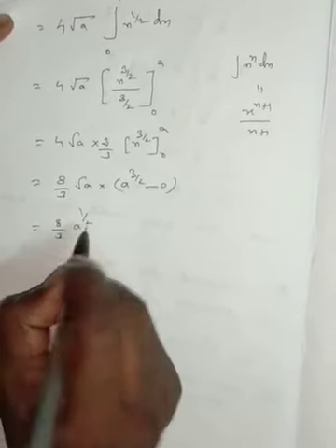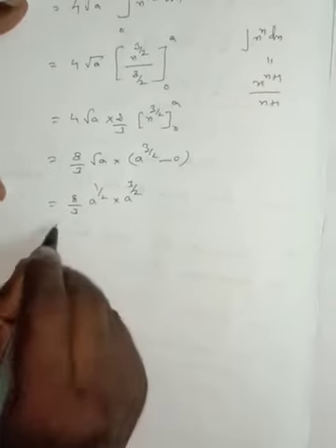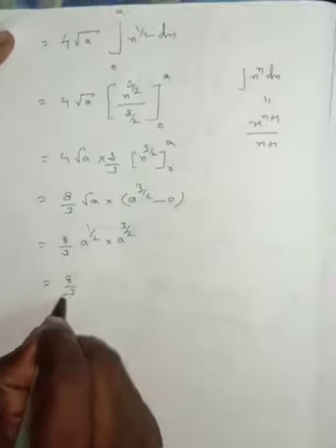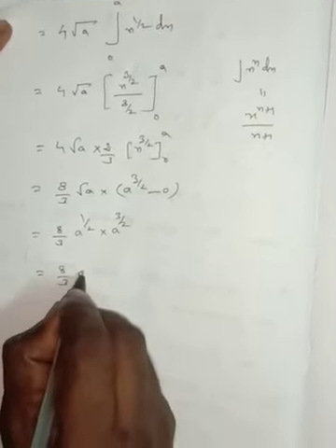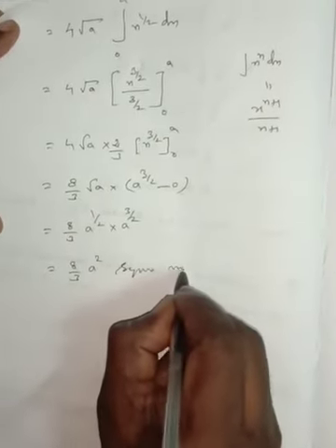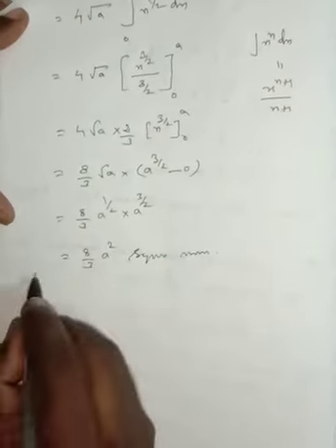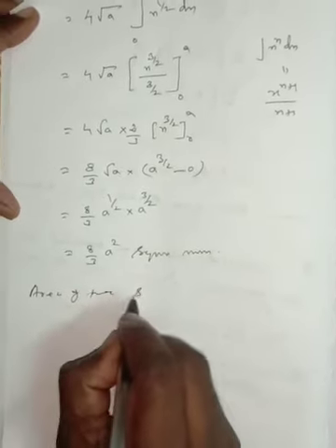Root a means a to the power of 1 by 2, into a to the power of 3 by 2, is equal to 8 by 3 a to the power of 4 by 2, which is 2, so a square square units. Area of the shaded region.